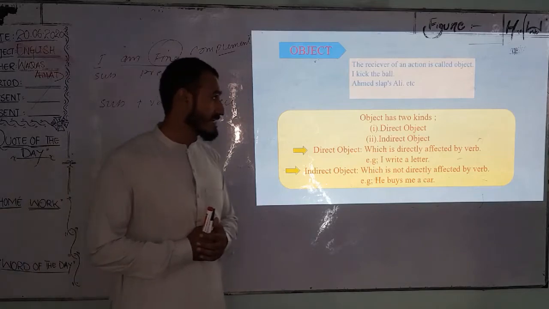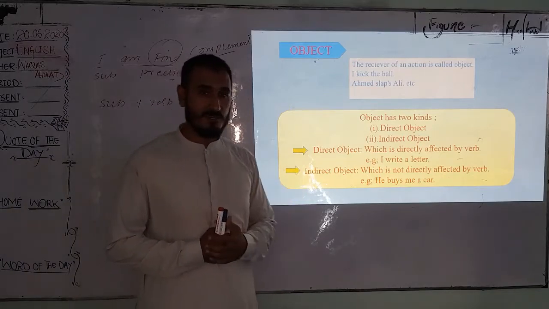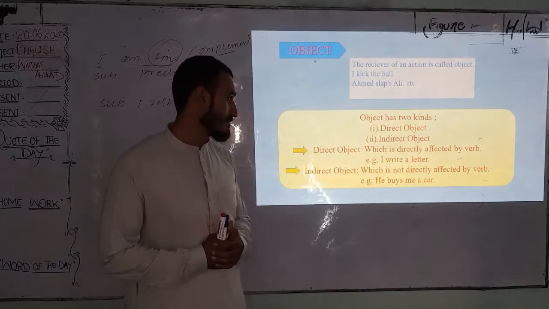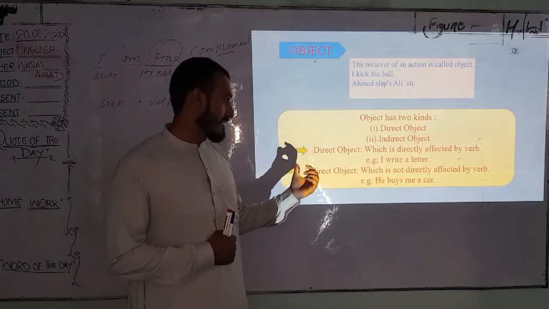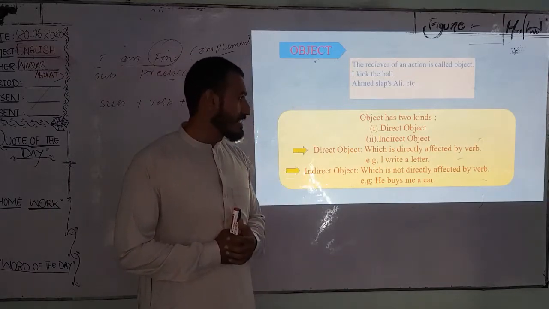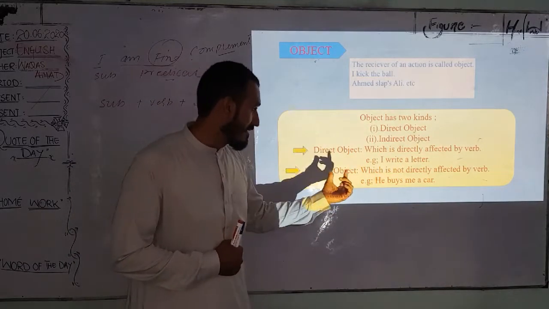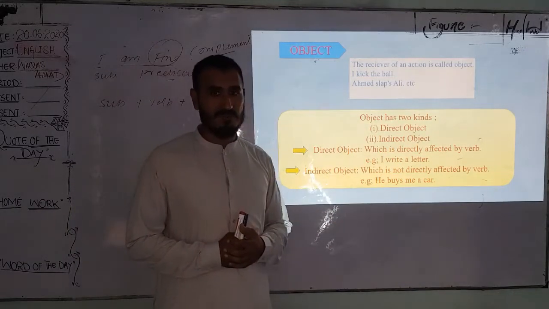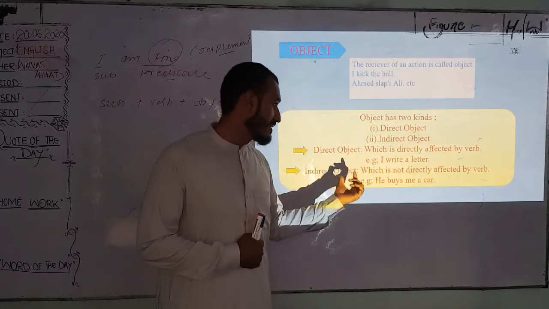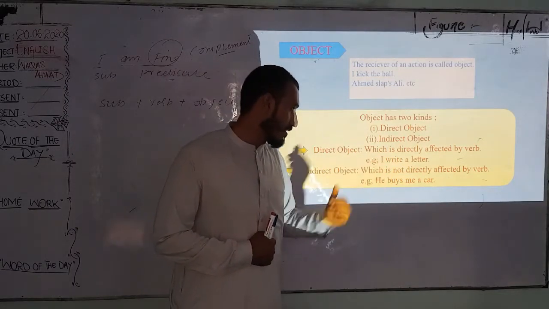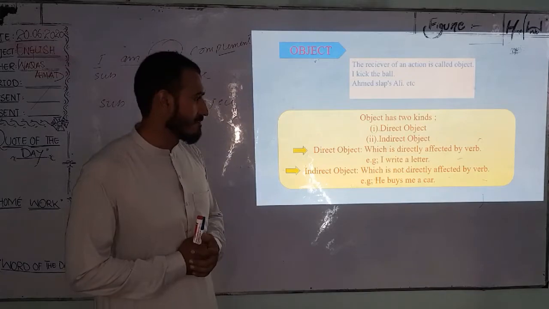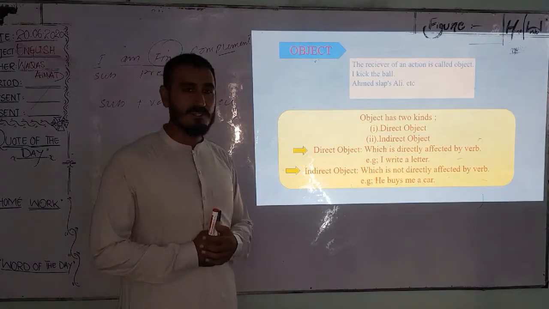Then we have two kinds of objects. One is direct object and one is indirect object. What is direct object? Direct object is that which is directly affected by the verb. For example, I write a letter. So this is direct object. I is subject, write is verb, a letter is object.